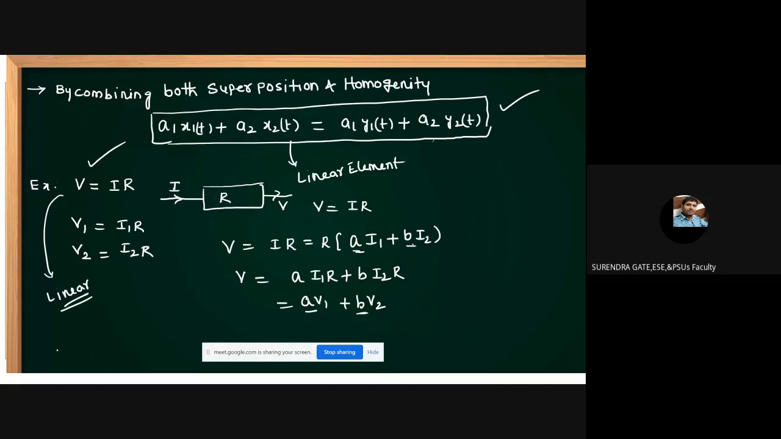How to prove that it is linear or non-linear mathematically? By applying the homogeneity and the superposition principle. Or otherwise, you take one more example. For example, V equal to L into di by dt. Is it linear or non-linear? The input is the current I, the output is the voltage. This is one system I am creating, an inductor. What is the voltage across the inductor? V equal to L into di by dt.